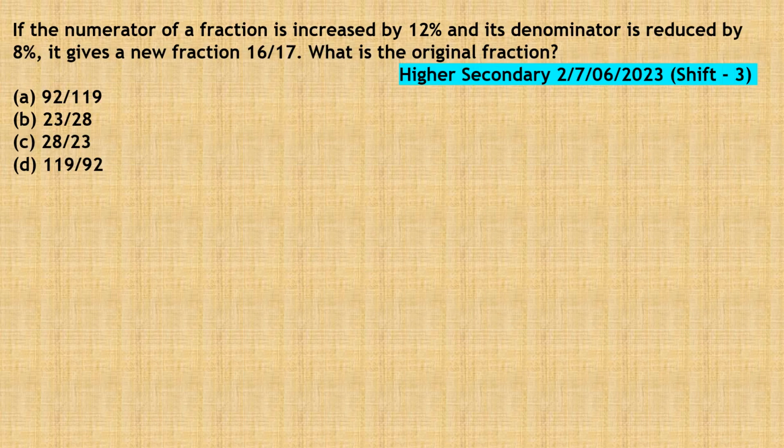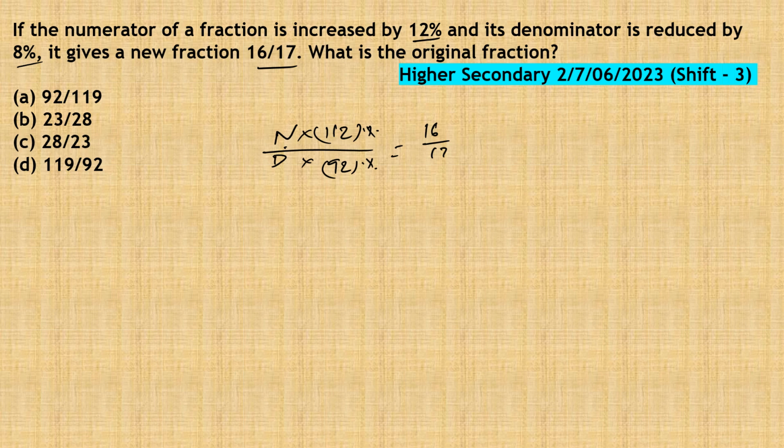If the numerator of the fraction is increased by 12% and the denominator is reduced by 8%, it gives a new fraction 16 by 17. What is the original fraction? We need to find the original fraction, that is n by d into, it increased by 12%, that is 112%, and the denominator reduced by 8%, that is 100 minus 8, 92%. Percent get cancelled. And what's the new fraction? That is 16 by 17.